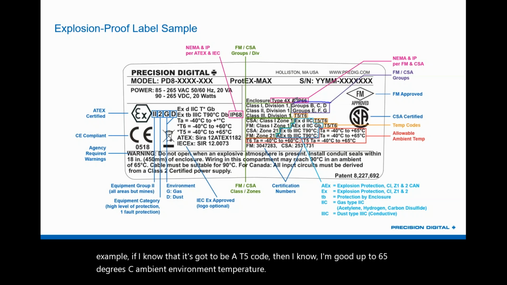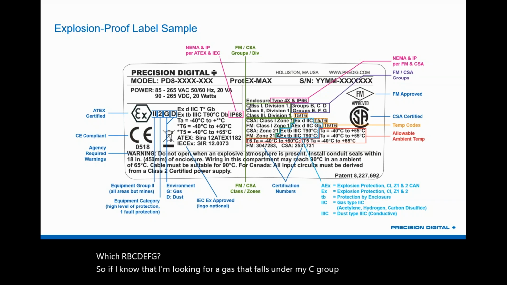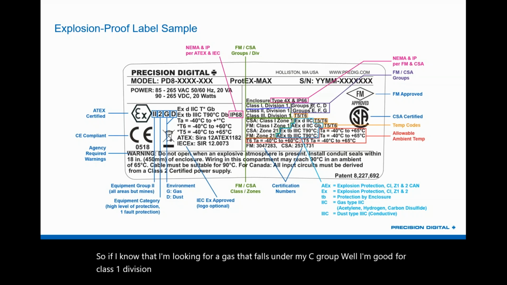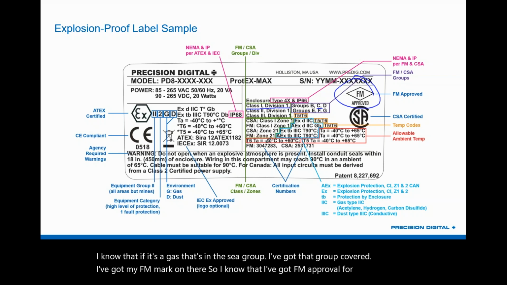And then I've got my groups, which are B, C, D, E, F, G. So if I know that I'm looking for a gas that falls under my C group, well, I'm good for class 1, division 1, so I'm good for that gas to be present. I know that if it's a gas that's in the C group, I've got that group covered. And I've got my FM mark on there, so I know that I've got FM approval for that.